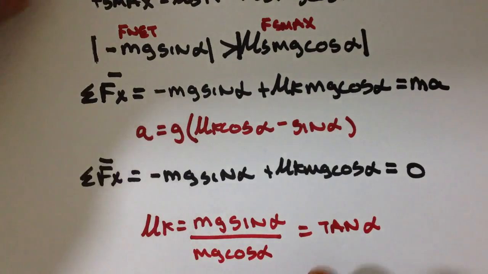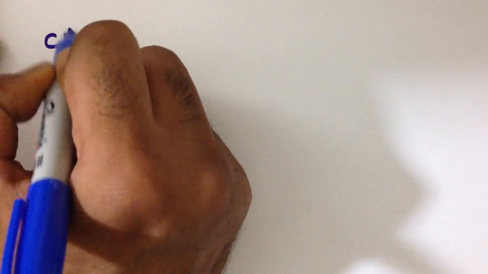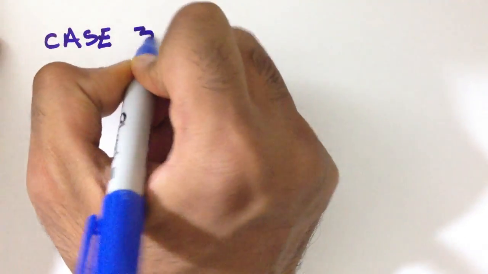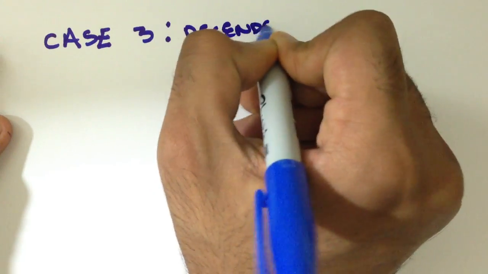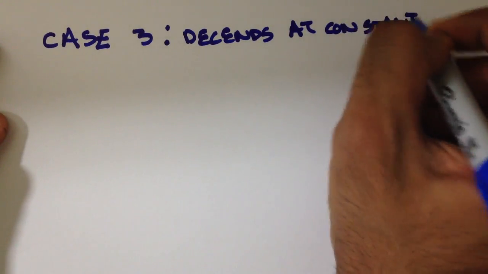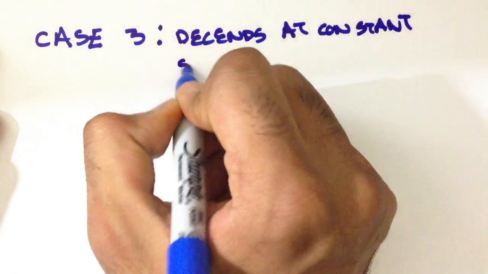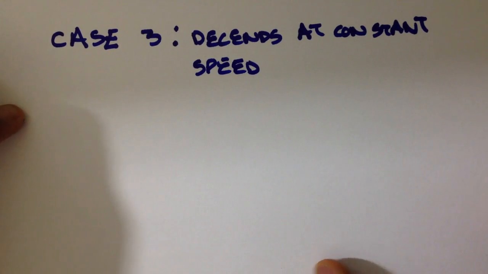So now we will know that case 3 is pretty much the same. Case 3, well, we already did case 3 indirectly, so let me explain it to you directly. Case 3 is descends at constant speed. This is case 3. Descends at constant speed. Okay? Case 3.